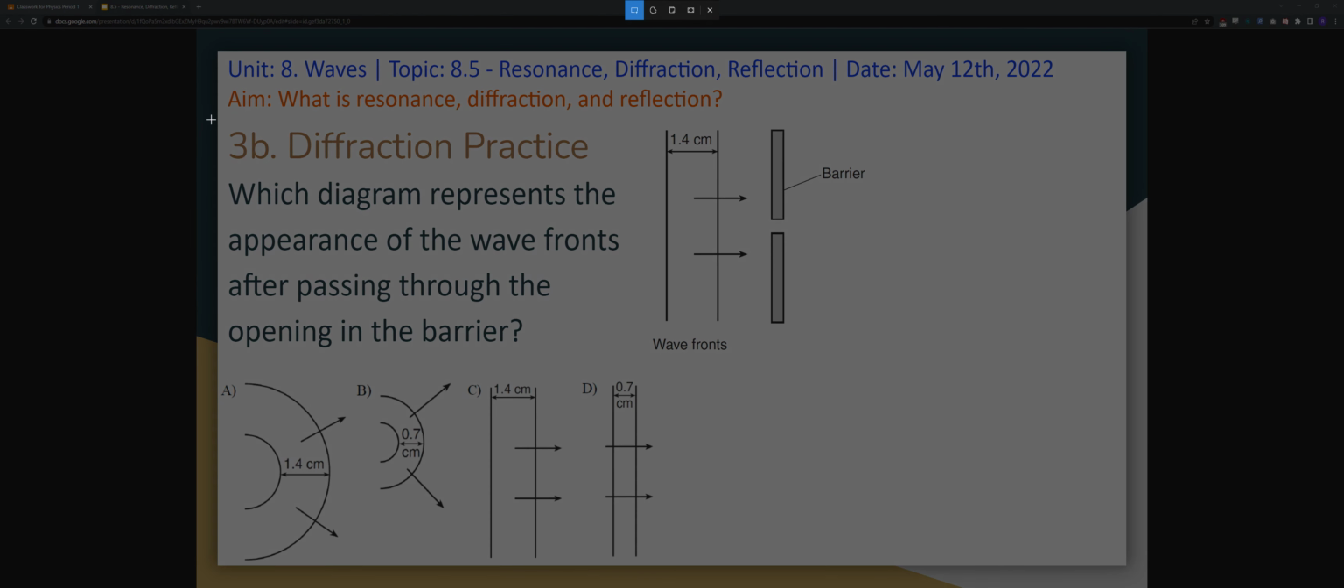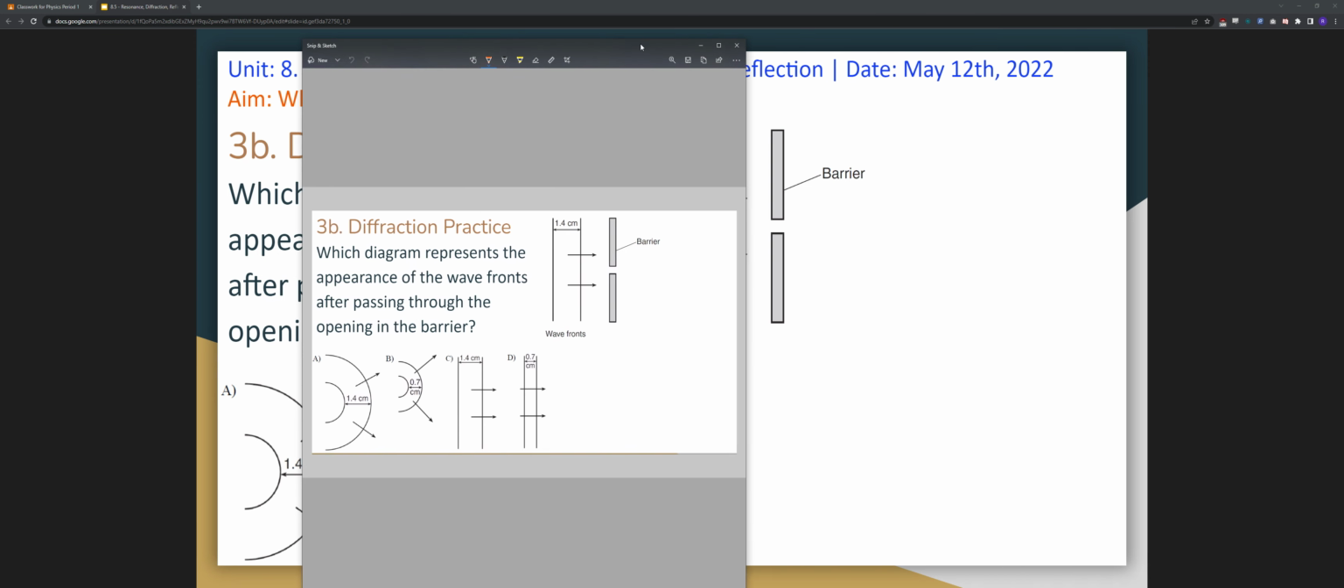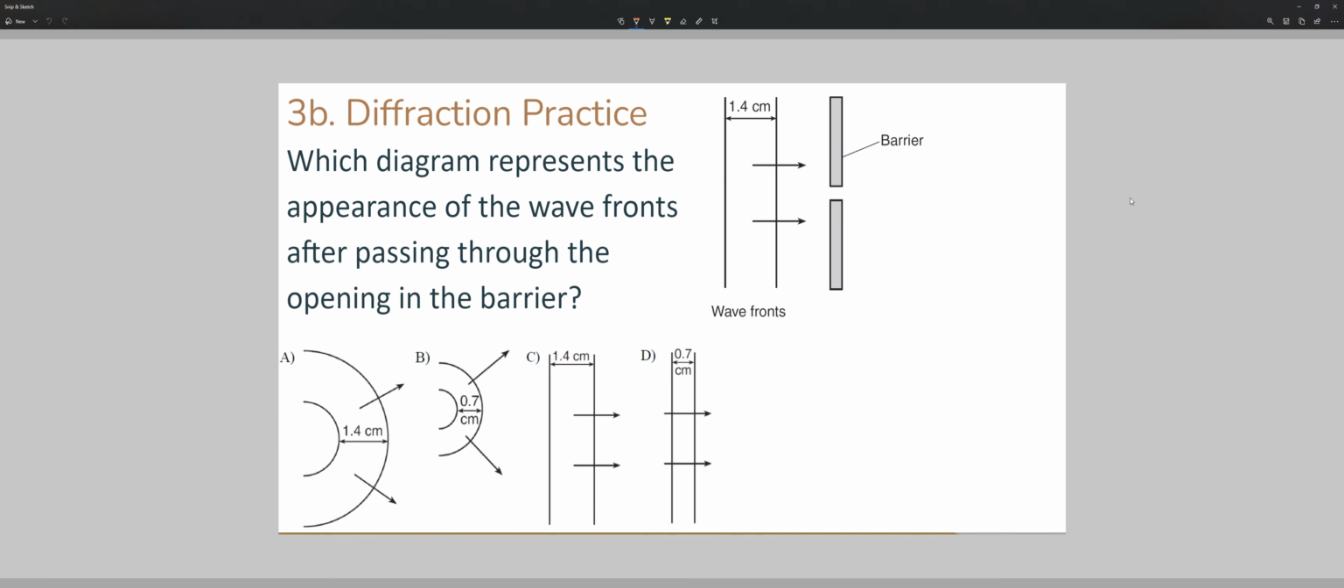The next question asks, which diagram best represents the appearance of wavefronts after passing through the opening in the barrier? Well, you kind of know they have to make a curve as they're exiting. So it's neither C nor D. And the wavelength of these waves must be equal. The incoming wavelengths must be equal to the outgoing. So it is going to be A. Cannot be B.